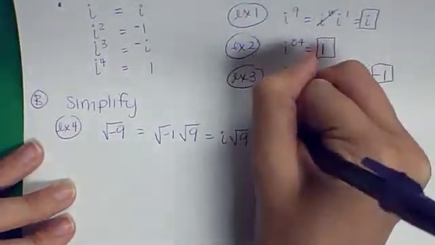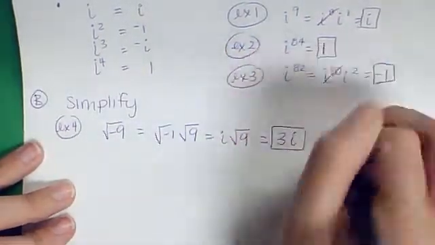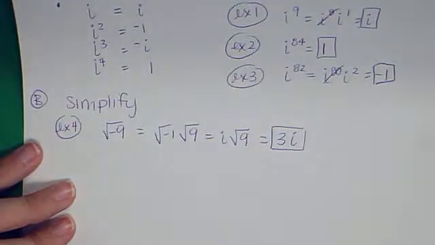And we know that the square root of 9 is 3. So the answer here is 3i. And I'm basically just breaking that down to get an answer.